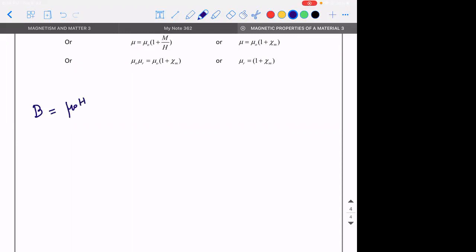mu naught into H? What is mu naught into H, guys? It is a magnetizing field, plus mu naught into M. This is the induced magnetic field. So if I take the value of mu naught outside, it will be H plus M. But what is B? B is also equal to mu H. This can also be written as mu naught into H plus M.